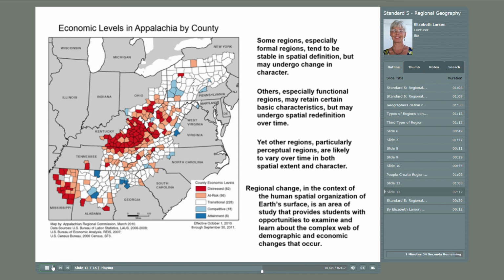In this map, you can see the economic levels in Appalachia by county. So what we're looking at are several variations of color, moving from red to an orange to white to light blue to dark blue. We see the various states in which Appalachia is located, and we see then by counties, we see which counties are depressed or at risk or in transition or counties that are doing fairly well and are competitive, and counties that have reached attainment, that are sustainable.